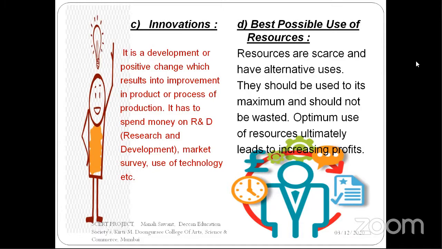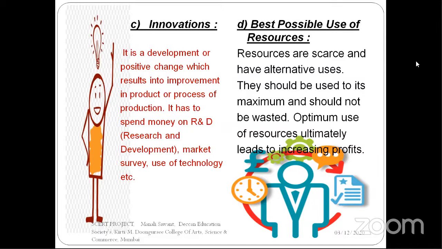For example, if we are producing goods, the cost of production is 80 rupees and we are selling them for 100 rupees. In that case, we are earning a profit of 20 rupees. But if you want to earn more profit, we cannot increase our selling price, but we will try to reduce the cost of production by using our resources optimally and properly. Because of that, our cost of production reduces from 80 rupees to 70 rupees and our profit will increase from 20 rupees to 30 rupees. So this is possible. So the best possible use of resources is also required.